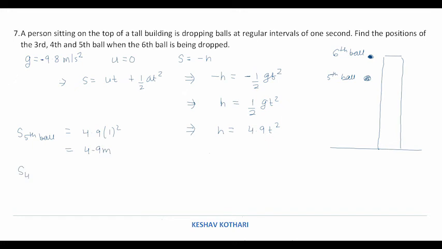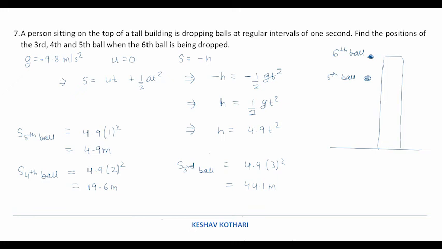For the fourth ball, we are saying that it has traveled for 2 seconds, and we are going to write it as 4.9 into 2 square. So 4.9 multiplied by 4 is going to give us 19.6 meter from the top of the building. And the third ball has traveled for a duration of 3 seconds, so it is going to be 4.9 into 3 square. So it is going to give us 9 times of 4.9, that is 44.1 meter.